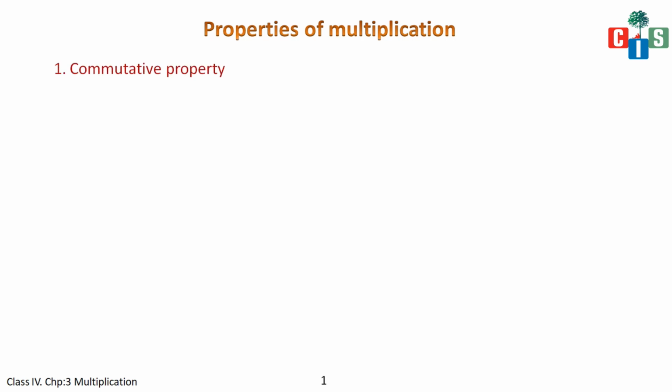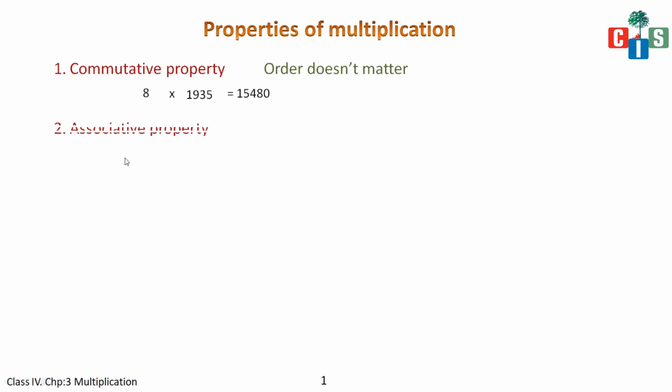The first property is commutative property. I will have the example first and likewise explain you the property. The example says 1935 multiplied by 8 is 15,480. But when I interchange the position or exchange the number, the answer remains the same. That is, in multiplication, order of any number doesn't matter, and that is commutative property.